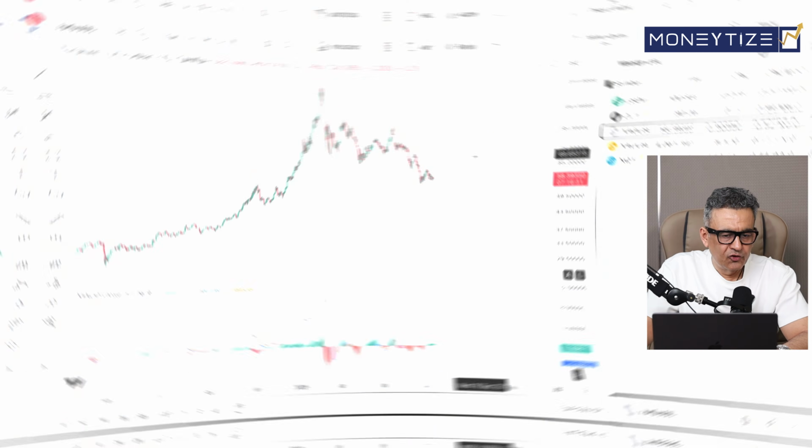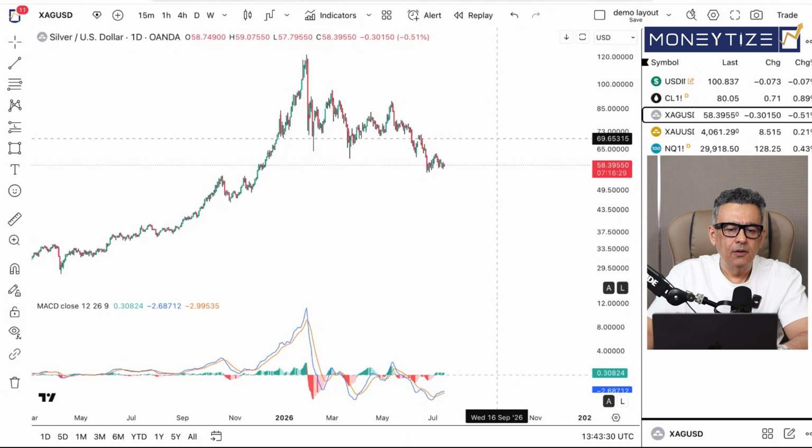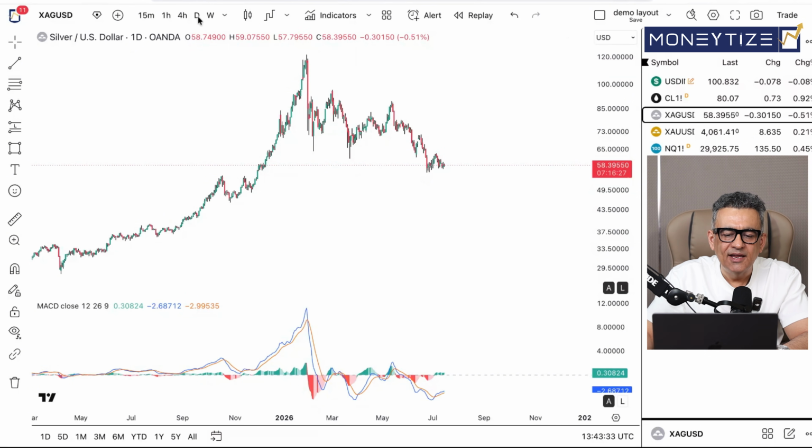Now both inflation numbers, PPI and CPI, came in favor of the metals, but still gold and silver are struggling to break the resistance. So let's dive again into the charts and find the technical probabilities for the trading days remaining in the current week ahead. Let's begin our chart analysis with silver, and I want to begin on the daily frame.